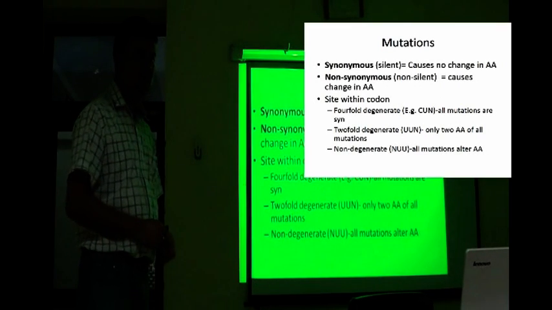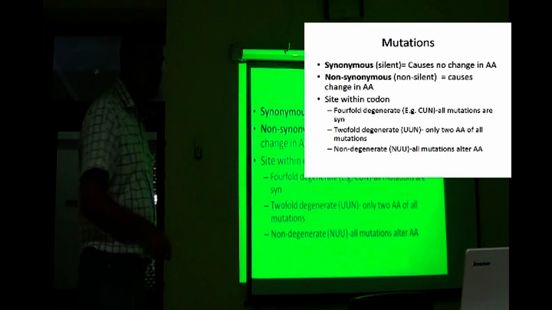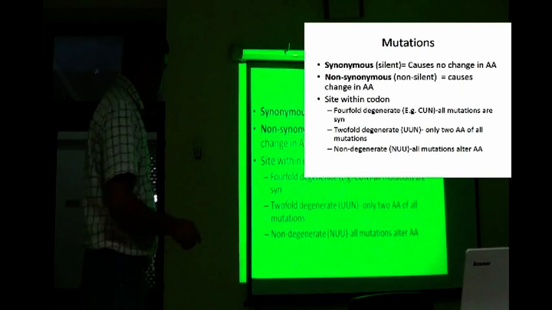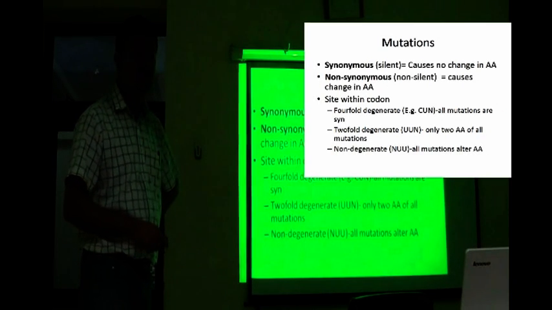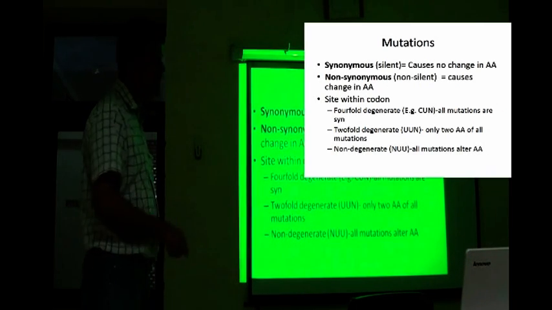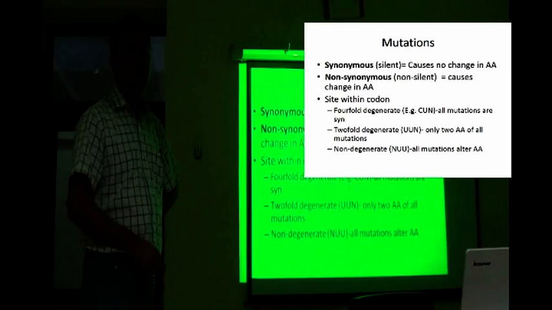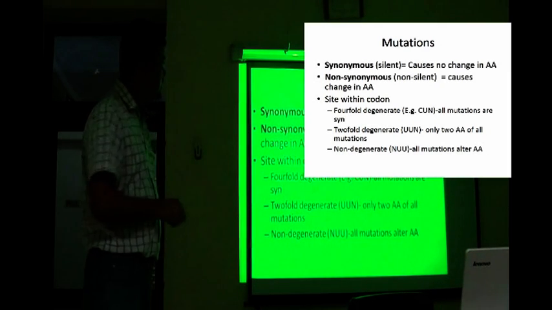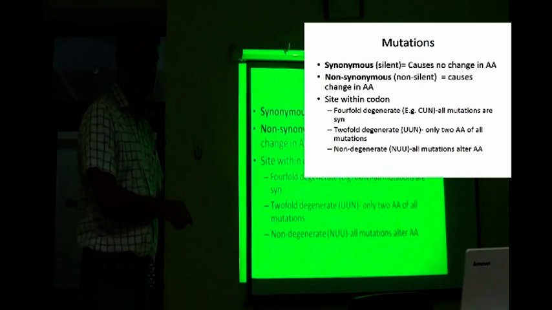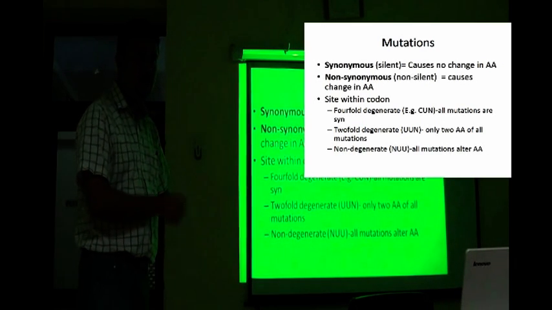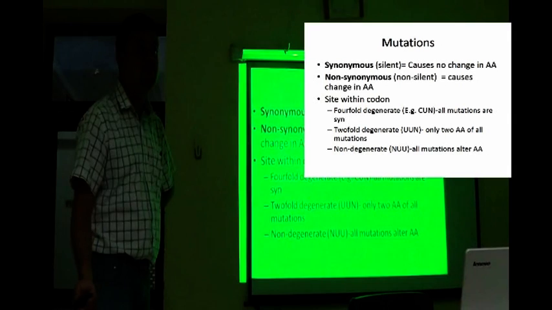4-fold degenerate. What does that mean? CUN is an example of 4-fold degenerate. That means all mutations are synonymous, that is, this position is non-degenerate basically. Is that clear? 4-fold means any kind of base, let it be A, T, G or C in the third position of the codon, the resulting amino acid is all the same.